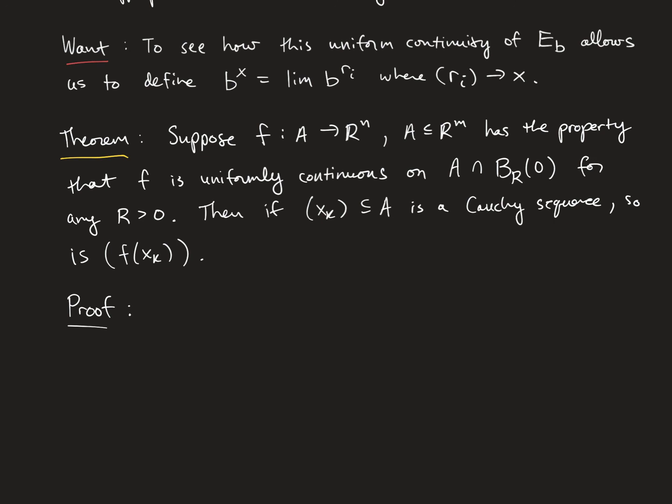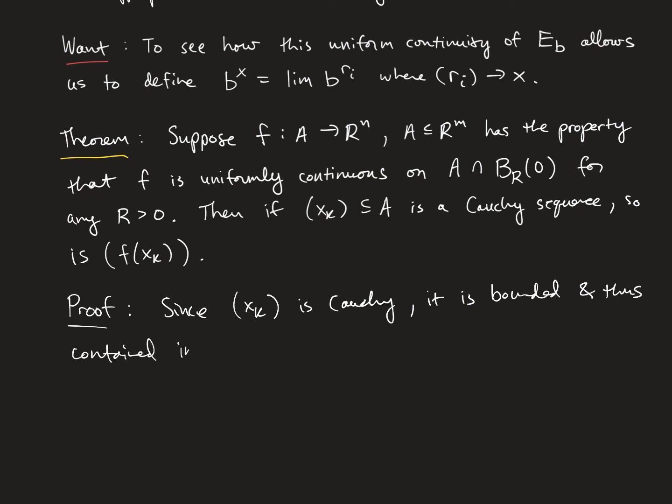Okay, so since xk is Cauchy, it is bounded and thus contained in a large ball, contained in some BR0. So what we want to say is that this image sequence is Cauchy. So in order to do that, we need to let epsilon be greater than 0.